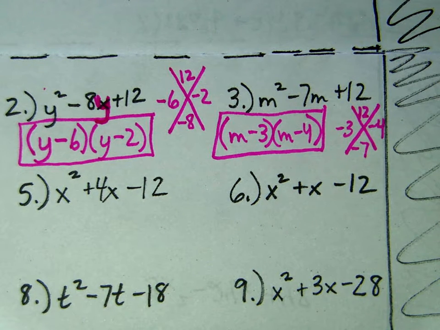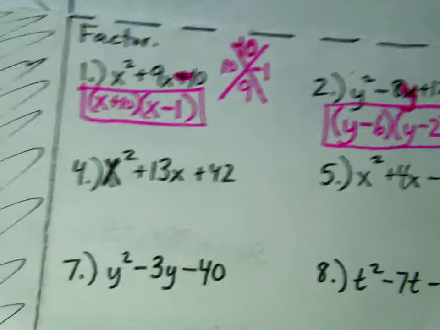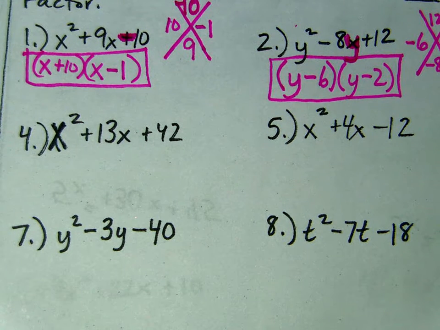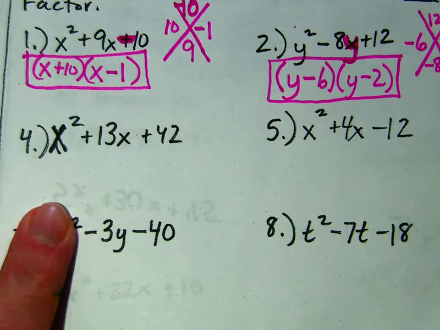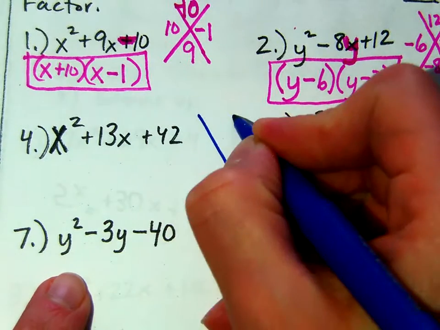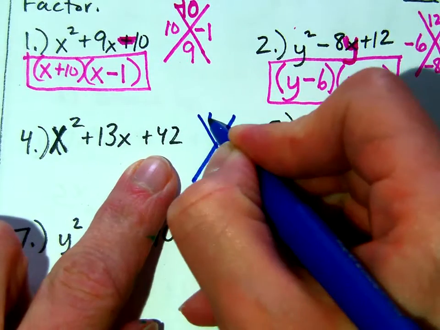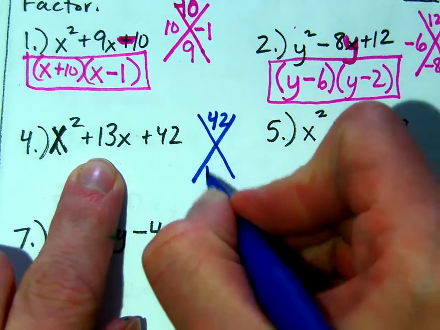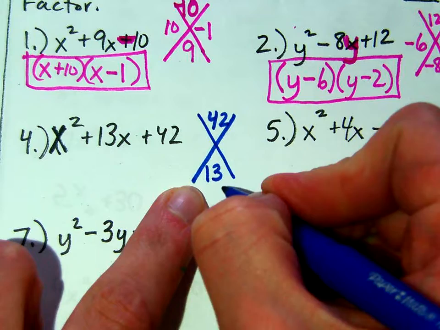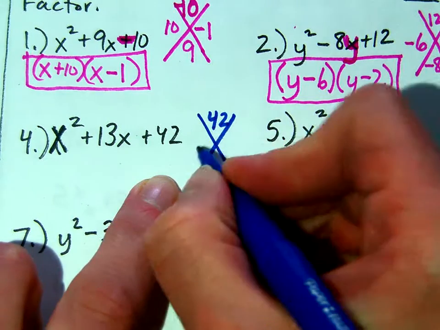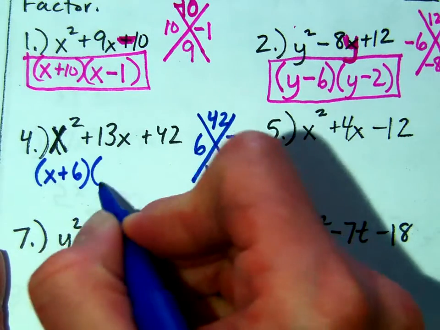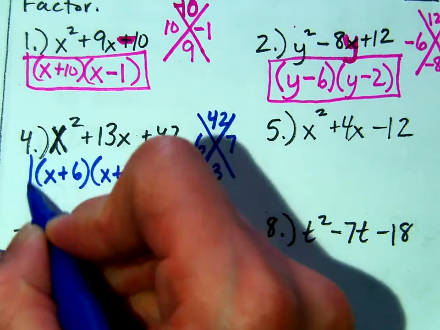Okay, let's do number 4. So slide this over here where we can see it. On number 4, we've got x squared plus 13x plus 42. And that's the format that lets us know we have that special pattern where we can look for what multiplies to make our last term, which is 42, and adds to make our middle term, which is 13. So it's all positive. That makes this a little bit easier. And so if you think about the factors of 42 a little bit, you can come up with 6 and 7. So we have x plus 6 and x plus 7, and that's our answer.